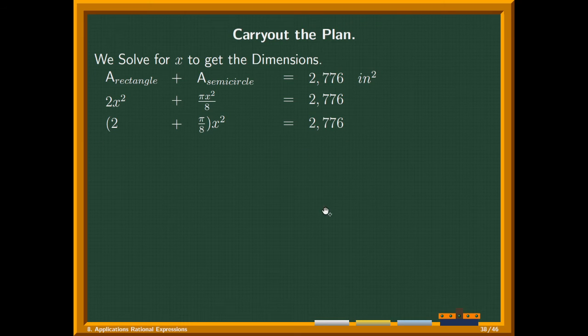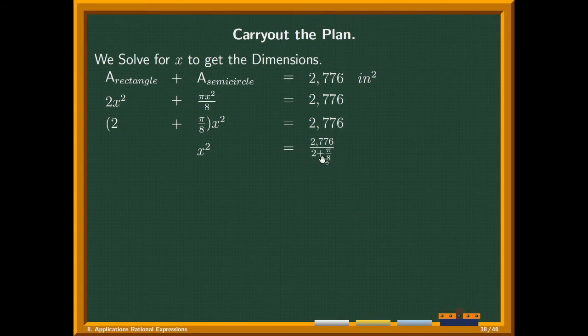So dividing both sides by 2 plus pi over 8, we have x squared is equal to 2,776 all over 2 plus pi over 8. So this becomes a complex fraction.